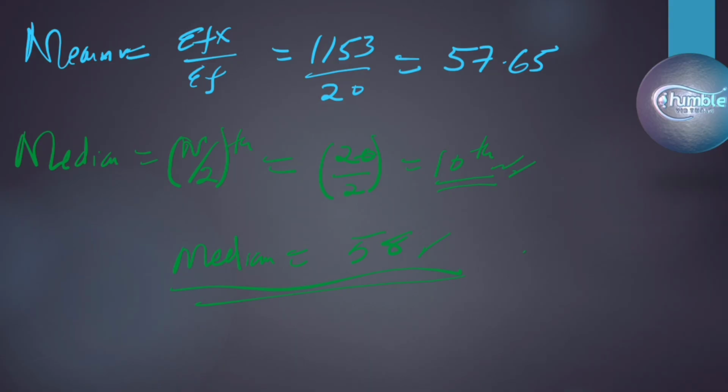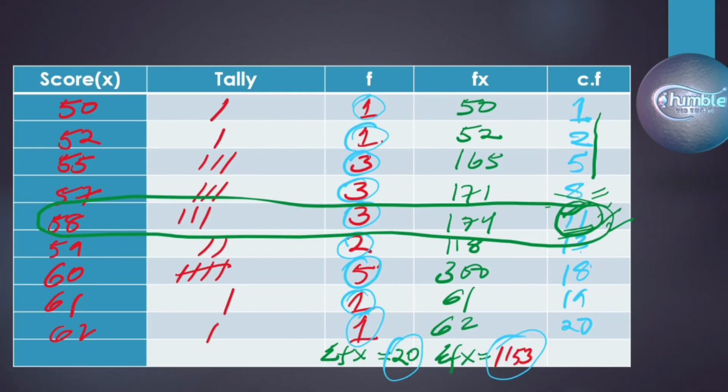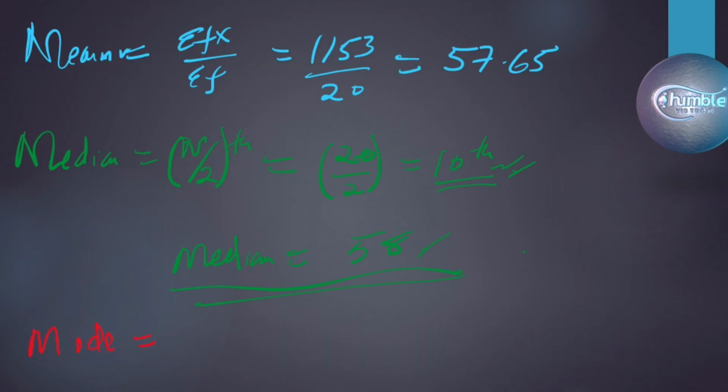What about the mode? Mode, we say that the mode is the most common. And how do we know the most common? In a set of data, that particular score with the highest frequency. So determine the highest frequency from this particular score. Here, our highest frequency is 5. So 5 is the highest frequency. And which score got the highest frequency? It was 60. So therefore, mode is 60. That is the score that got the highest frequency.